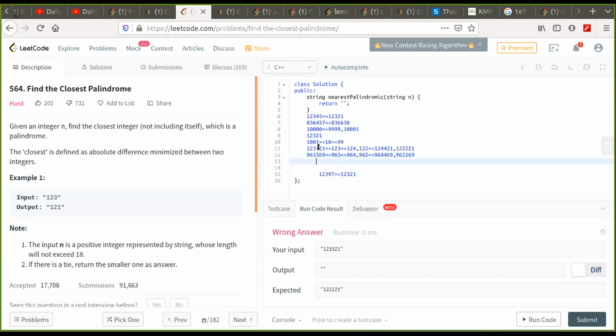In that case, it will be taking 962,269. In most, and I think in all the cases, maybe we need to take the smaller number only. We need to just subtract it by one. But this is, I think, a human-side approach.